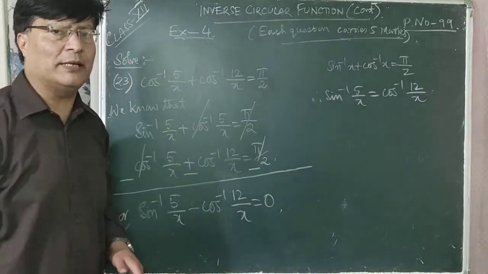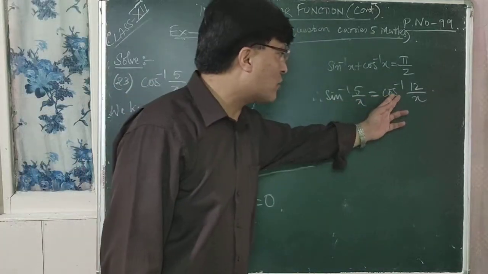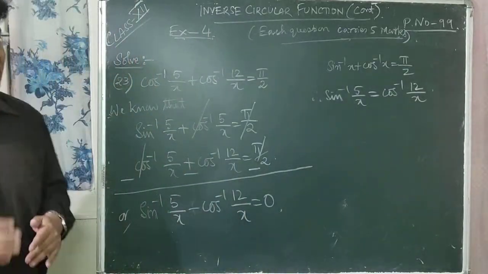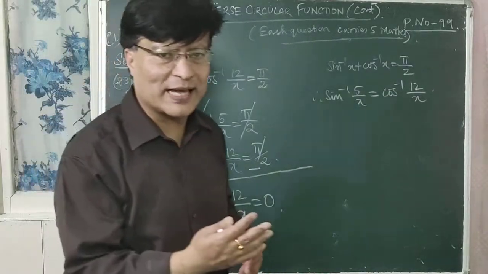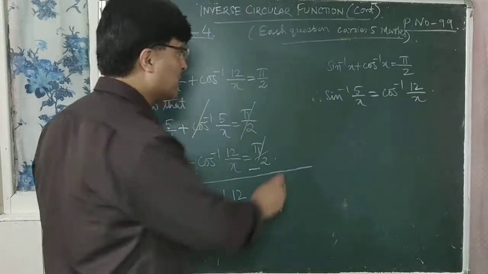We have to change only one of them. Okay? So let us convert this cos inverse x into sin inverse. You know how to convert it, isn't it? That is cos inverse x is equal to sin inverse root over 1 minus x square. That is the formula, right?